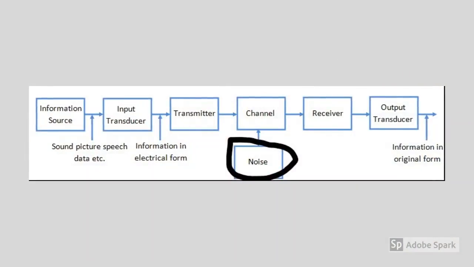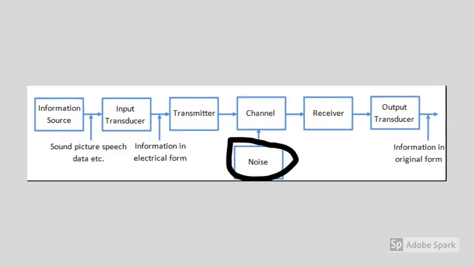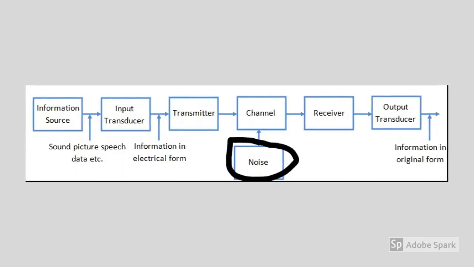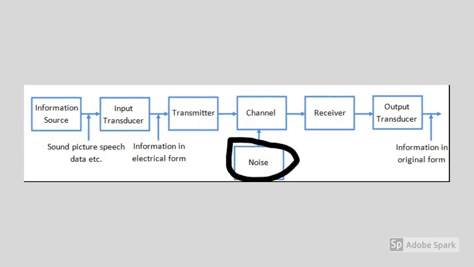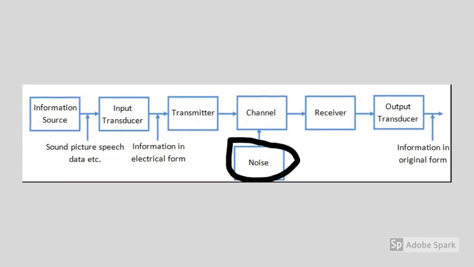The next block is the noise. During the process of transmission and reception, the signal gets distorted due to the noise introduced in the system. Noise is an unwanted signal which tends to interfere with the required signal. Noise signal is always random in character. However, noise has a greater effect on the signal in the channel.